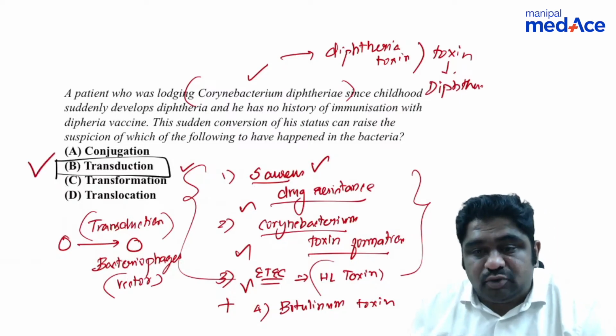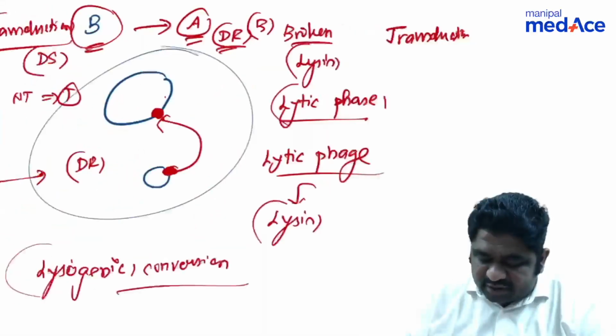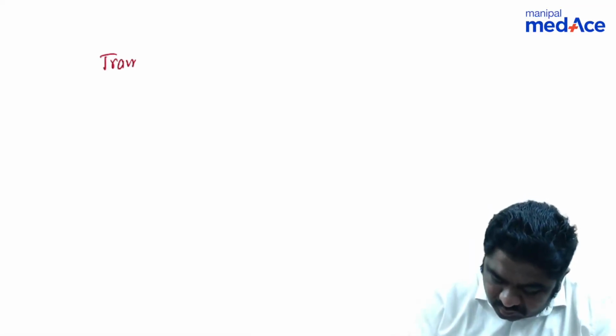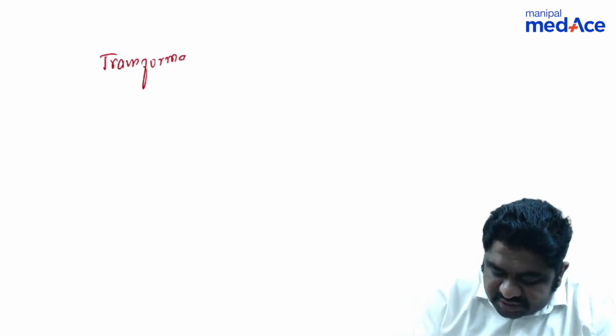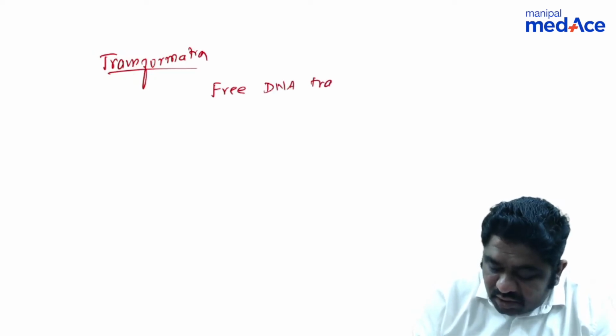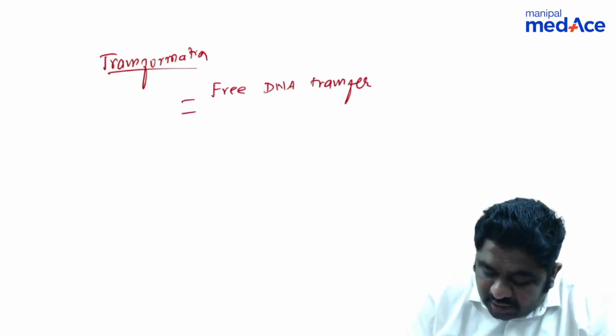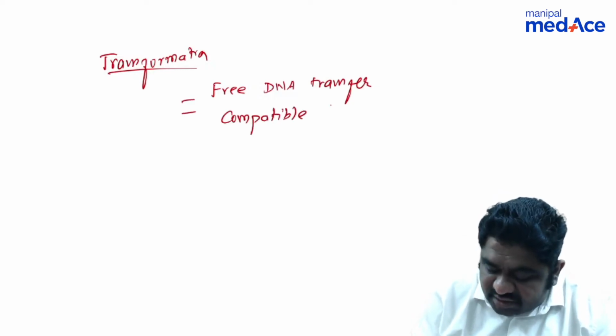Did you understand this, Mukundan? If you have understood this, then the remaining parts will become easier for you. Let me tell you about transformation. In transformation, it is purely free DNA transfer without any kind of vector intermediate, and happens between compatible bacterial pairs.